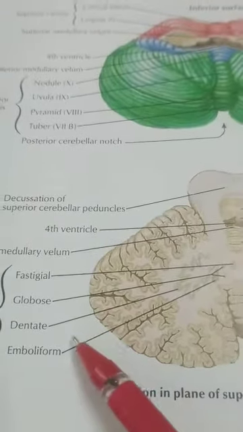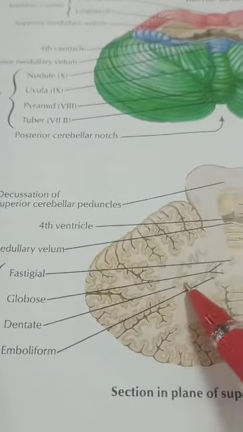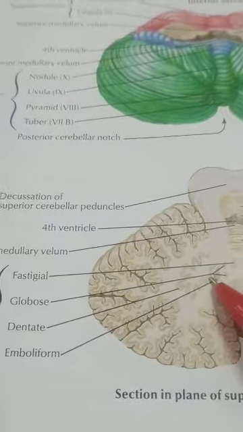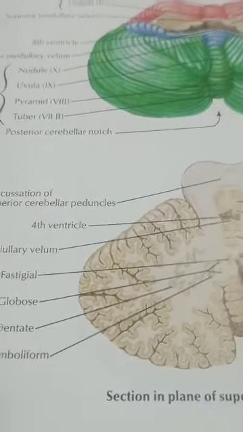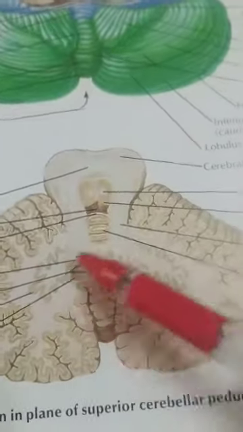Emboliform nucleus, dentate nucleus, then emboliform nucleus, then globose nucleus, then fastigial nucleus. So these are the nuclei which are seen inside the cerebellum.